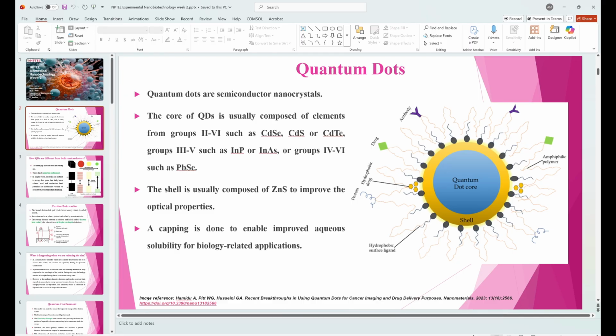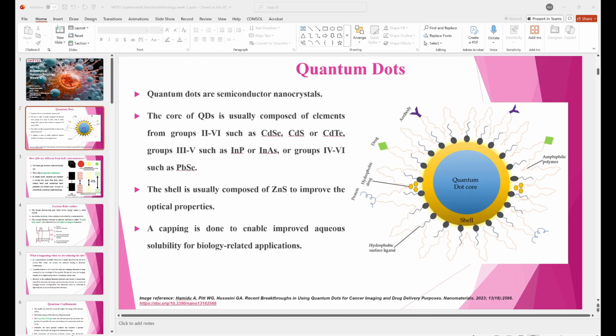Have you heard of the term band gap? Anybody could answer if they've heard it. Okay, so I will be talking about the term band gap. First we'll be talking about quantum dots.